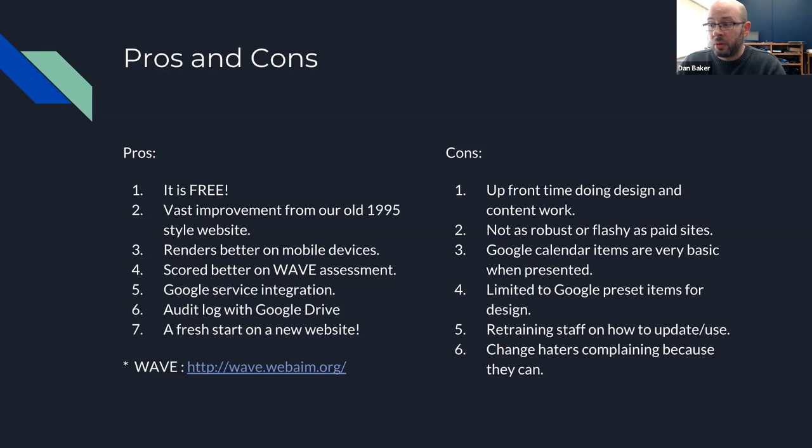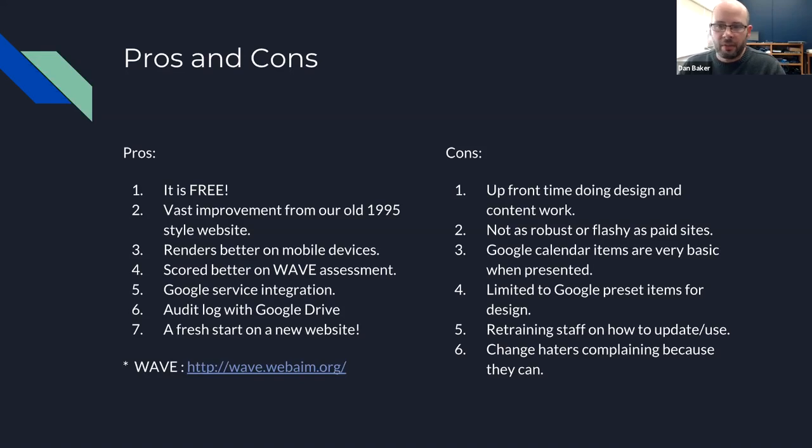The other nice thing about Google Sites is that it renders a lot better on mobile devices. If you're designing it, it gives you the option to say, hey, what does my website look like on a tablet, or what will it look like on a mobile phone, or what does it look like on a laptop? They give you a lot of different aspect ratios that you can play with when designing your Google site to understand how it's going to look on these separate devices.